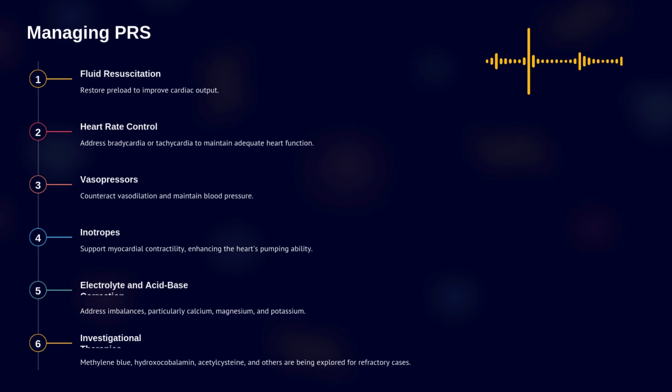It seems like a delicate balancing act managing fluids, vasopressors, and inotropes. It can be. The key is to carefully titrate these medications based on the patient's hemodynamic response, continuously monitoring vital signs and adjusting therapy as needed. Electrolyte and acid-base correction are also essential components of PRS management, aren't they? They are. We need to address the metabolic derangements that occur during liver transplantation and the reperfusion process.